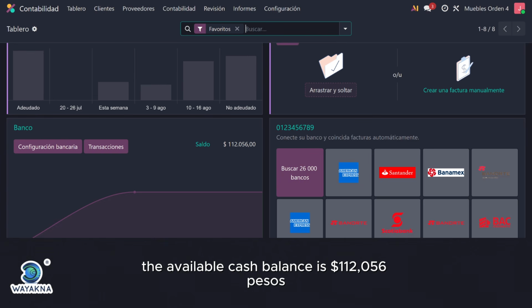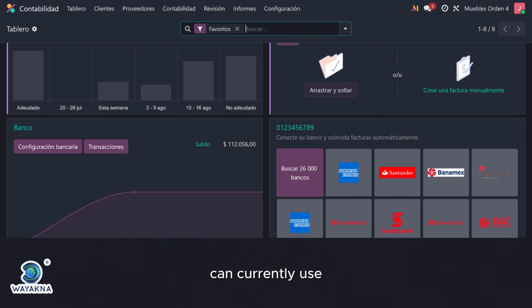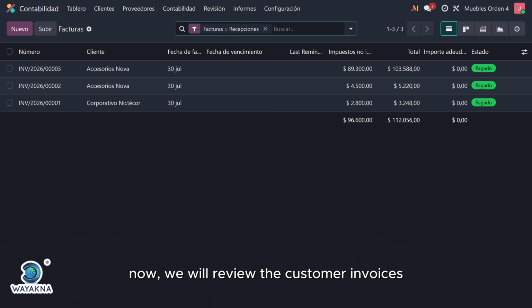The available cash balance is 112,000 pesos. Bank and cash represent money that the company can currently use. So, now we will review the customer invoices.